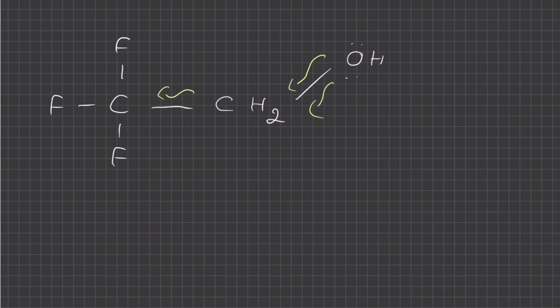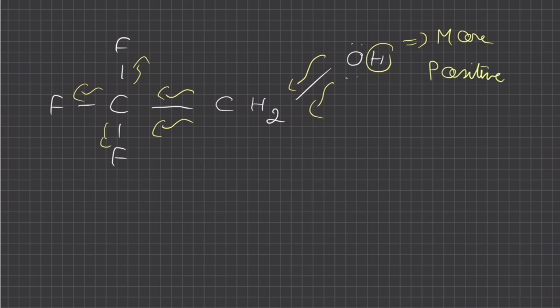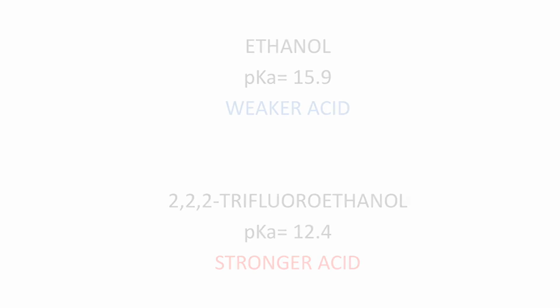But how can we explain this at the molecular level? At the molecular level, electronegative atoms attract electrons through the bonds. In the case of trifluoroethanol, the three fluorine atoms attract electrons through the bonds and thus disperse the negative charge that is no longer concentrated on the OH proton. The OH proton is therefore more positive and thus more acidic. This is confirmed by the pKa values of both compounds.